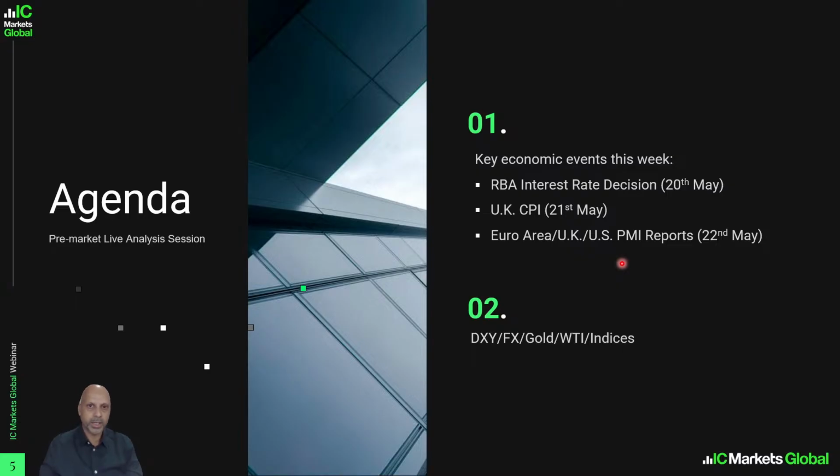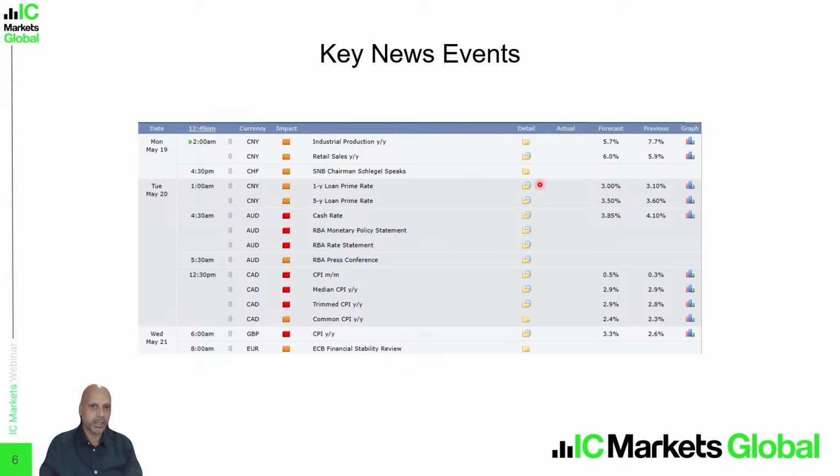Before we dive into the charts and TradingView, let's take a look at what's coming up on the economic calendar for this week. There's quite a few things going on. We've got an interest rate decision by the RBA on Tuesday, 20th of May. Then on Wednesday, we have consumer inflation data out of the UK. And on Thursday, 22nd of May, we've got various flash PMI reports for the Euro area, the UK, and the US.